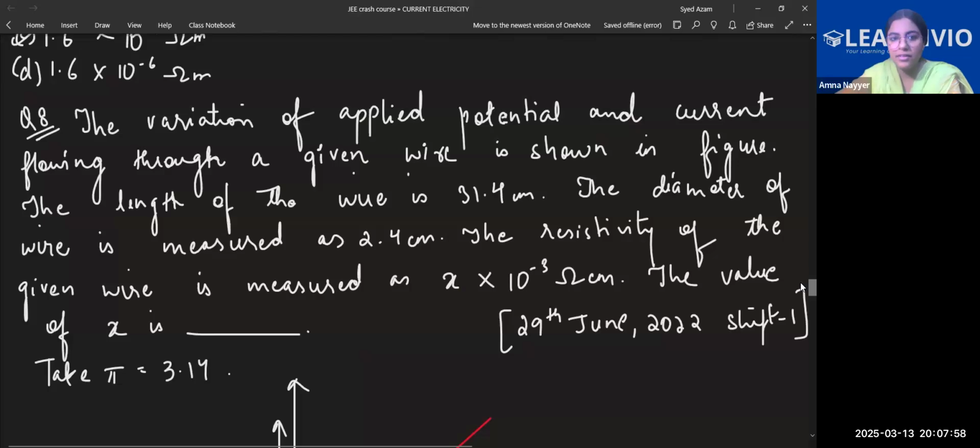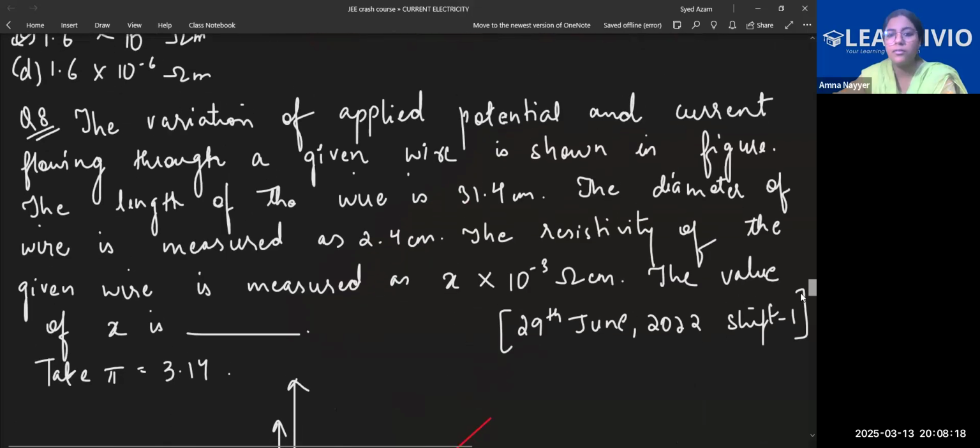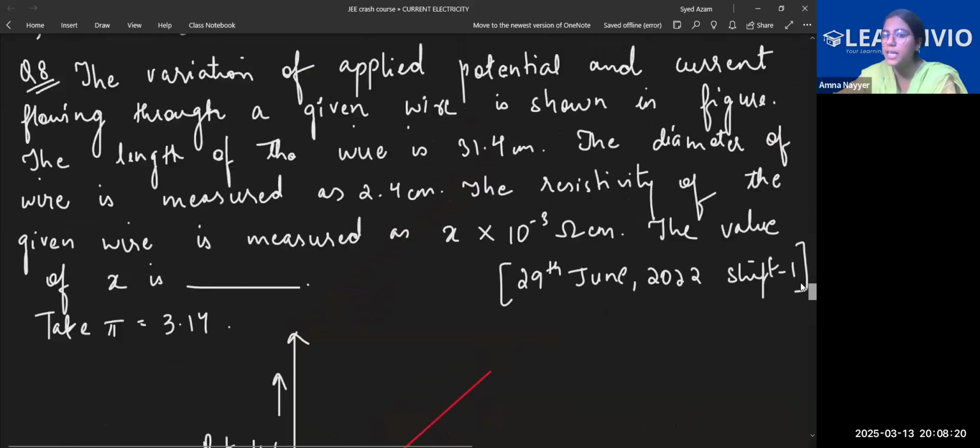So, okay, this is a graphical question. This is from your 2022 shift 1, 29 June. So what's there in this question? This says that the variation of applied potential and current flowing through a given wire is shown in the figure. Where is the figure? This is the graph that we have. Okay, variation of potential versus current is given.